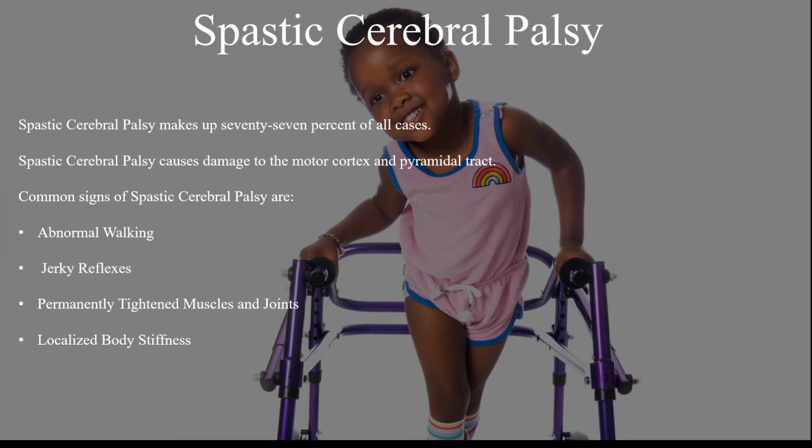Spastic cerebral palsy causes damage to the motor cortex and pyramidal tract. Common signs of spastic cerebral palsy are abnormal walking, jerky reflexes, permanently tightened muscles and joints, and localized body stiffness.